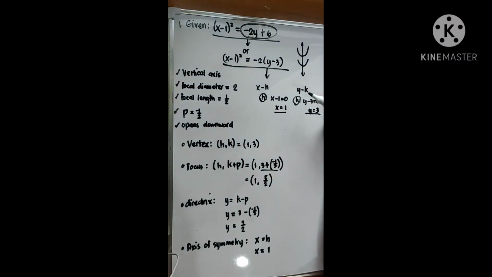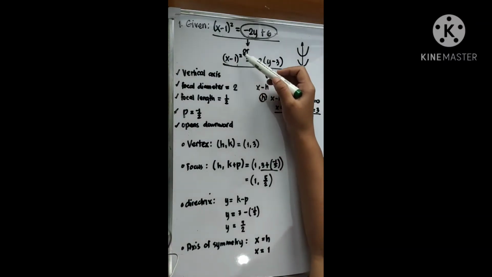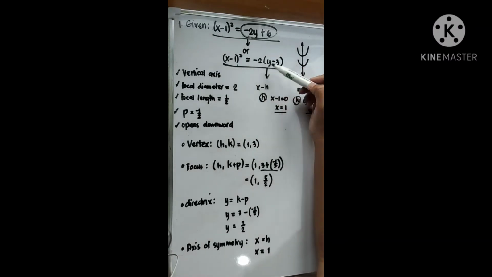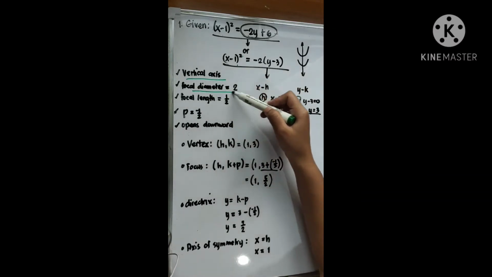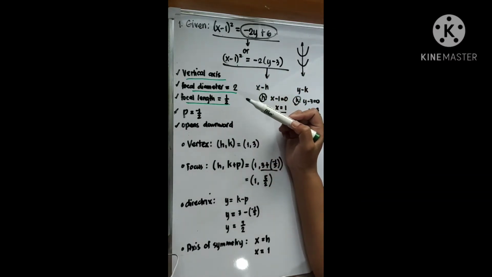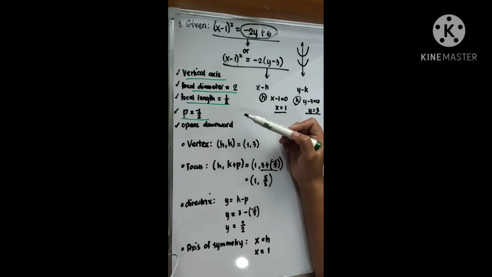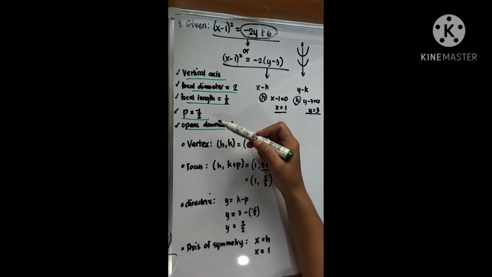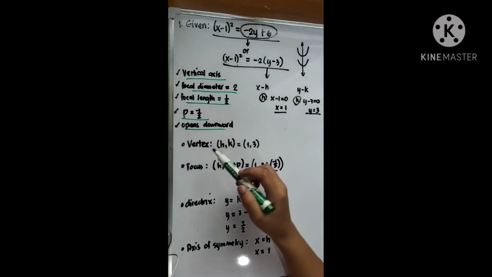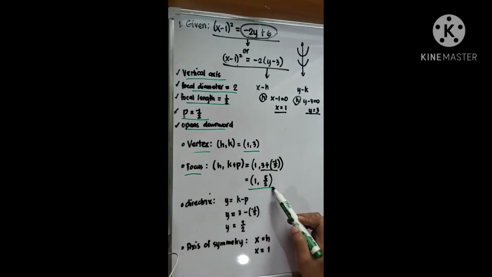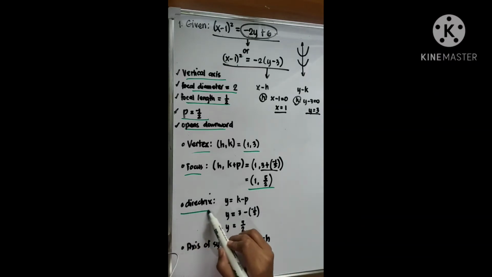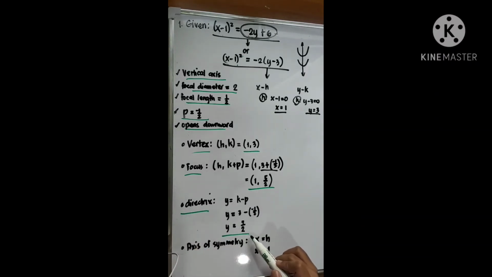or which has the equivalent equation (x - 1)² = -2(y - 3), has a vertical axis. Its focal diameter is 2, focal length is positive 1/2, p is negative 1/2, and it opens downwards since p is negative. Its vertex is (1, 3), focus is (1, 5/2), directrix is y = 7/2, and the axis of symmetry is x = 1.